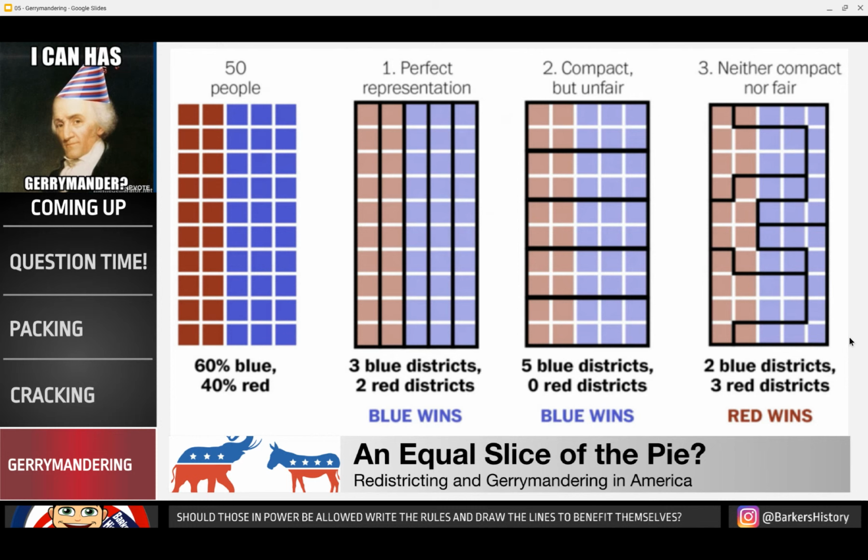So let's say maybe you're packing people in, and so on the third one here, the blue team wins because there's people packed in, but they don't really have any kind of vote or say, right? And then the third one on the right is packing and cracking. We're going to look at both of these in just a second, but I want to let you see this first.